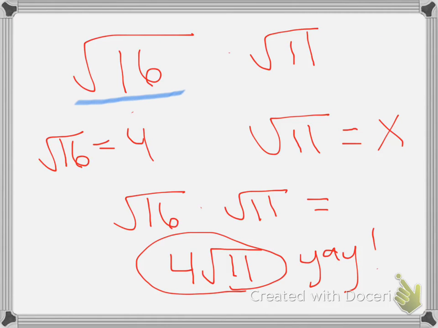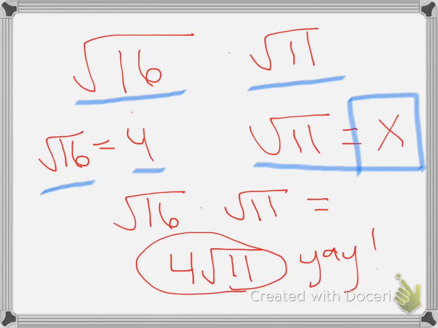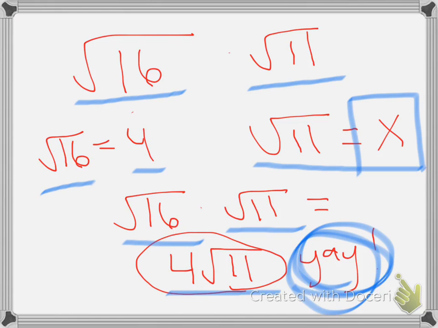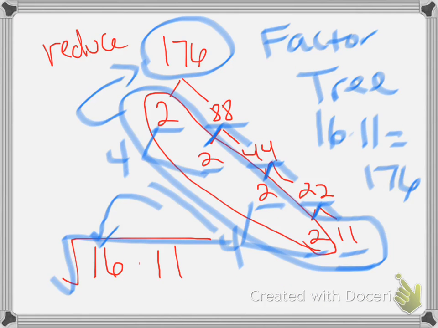So now I have the square root of 16 and the square root of 11, and I can separate those and say, well, the square root of 16 I know is 4. I don't know what the square root of 11 is as a whole number, because it's not. So, the square root of 16 times 11 is the same thing as 4 square roots of 11. Yay!